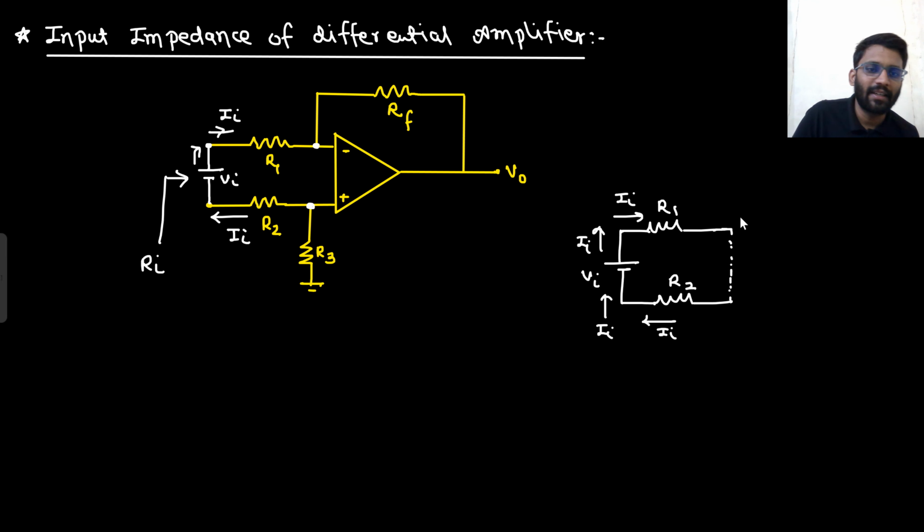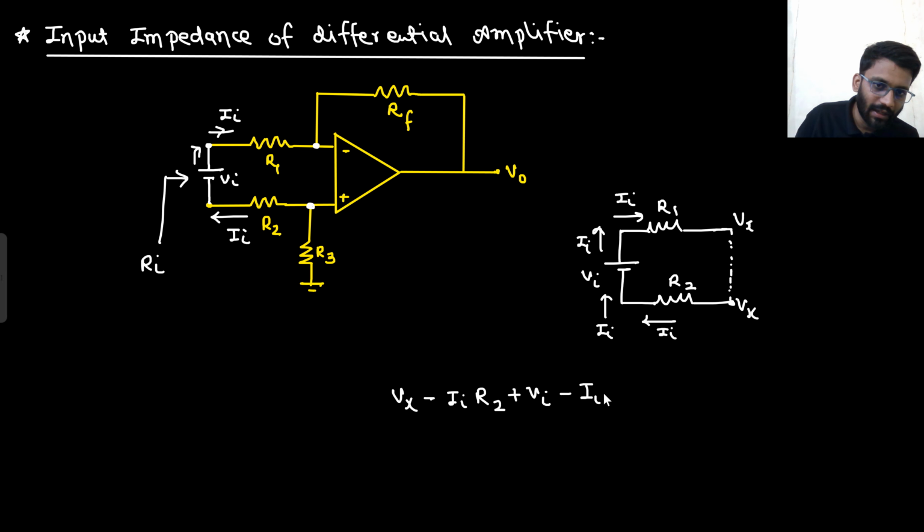These two nodes are virtually shorted. If you don't understand by that, let's just assume the potential of this node is Vx and potential of this node will also be Vx. If this is Vx, this node will also be Vx. So let's write down KVL equation. So this node is Vx. So what I can write? Vx minus Ii R2 plus Vi minus Ii R1 is equal to Vx. I started from here.